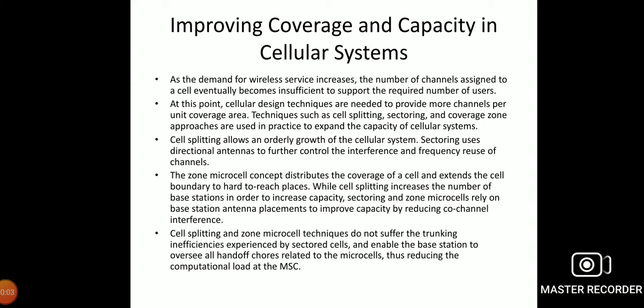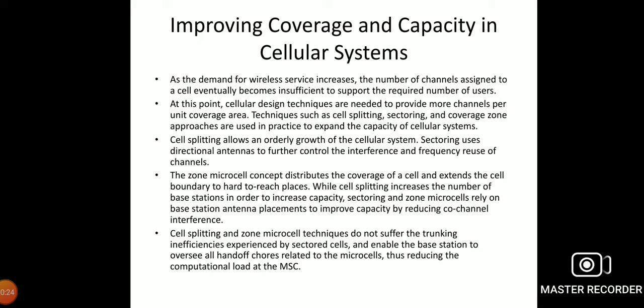In this lecture, EC8652 Wireless Communication, Unit 2 Cellular Architectures. In this session, we are going to discuss the topic of how to improve the coverage capacity in cellular systems.